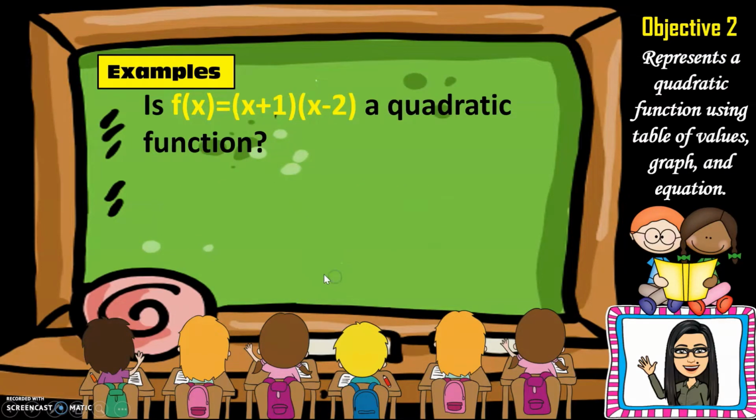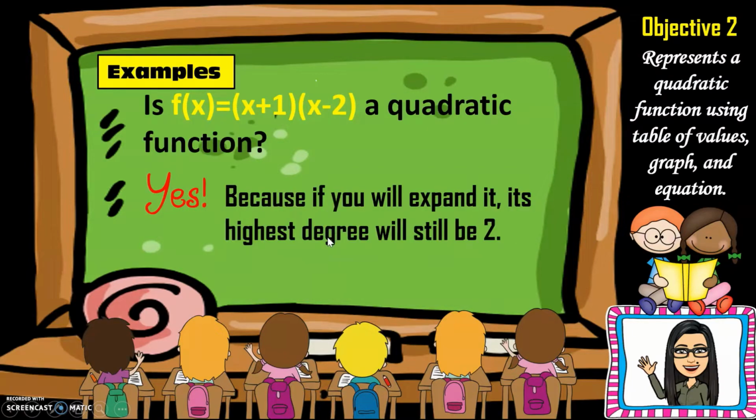Next example tayo. Is f of x is equal to x plus 1 times x minus 2 a quadratic function? Yes, it is a quadratic function because if you will expand it, its highest degree will still be 2. So, paano po ba tayo nag-expand ng isang quadratic function like this one? If you can still remember the FOIL method, ito po ay naituro sa mga previous years nyo. So, when we say FOIL method, the first term, the outer term, the inner term, and we have the last term. So, expand natin ito.